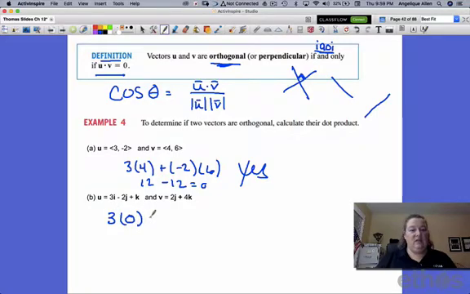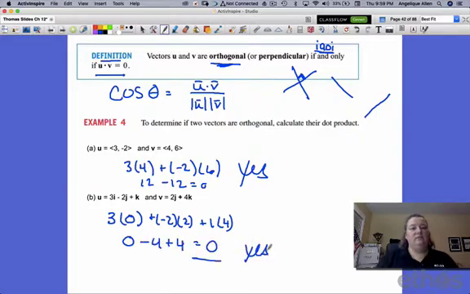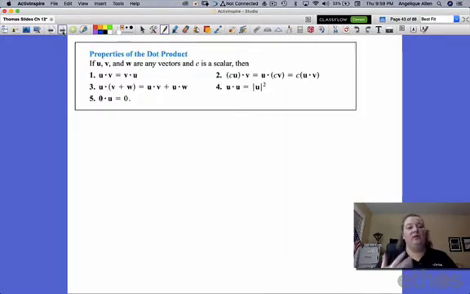Very easy to overlook and say that i is 2 and j is 4. So be careful there. All right, then we've got negative 2 times 2 and 1 times 4. So we've got 0 minus 4 plus 4. Definitely orthogonal.